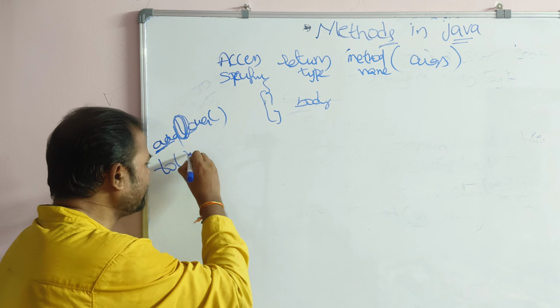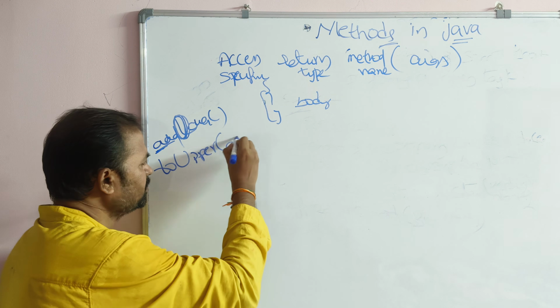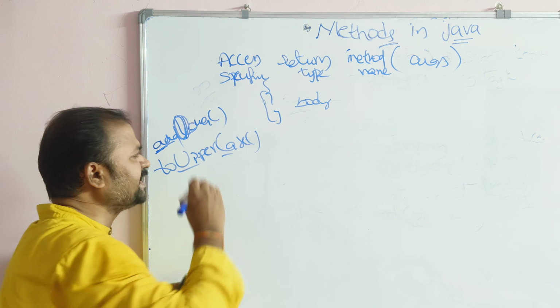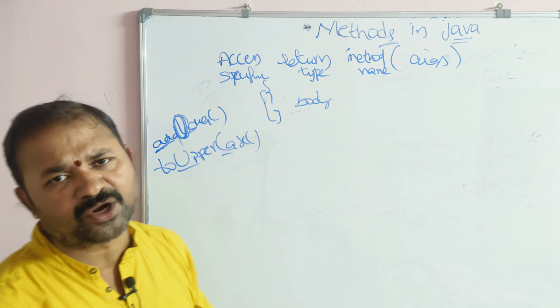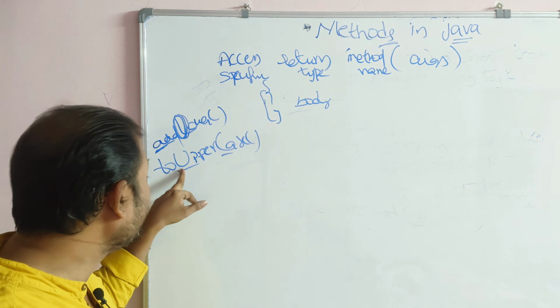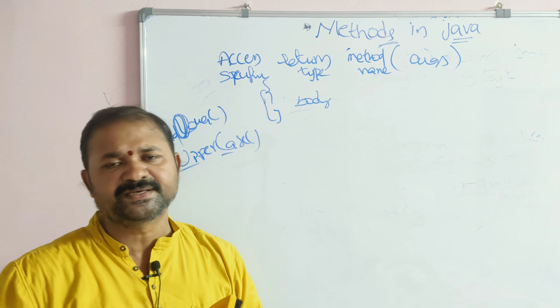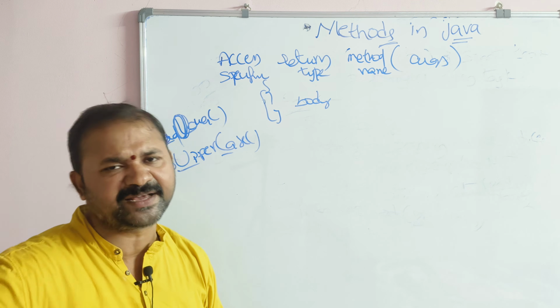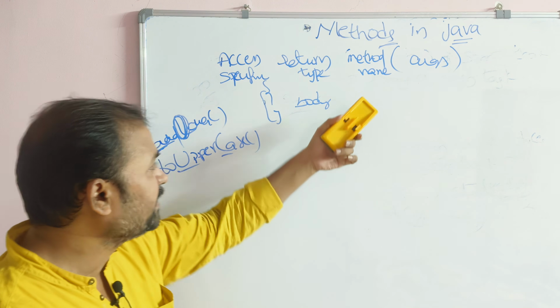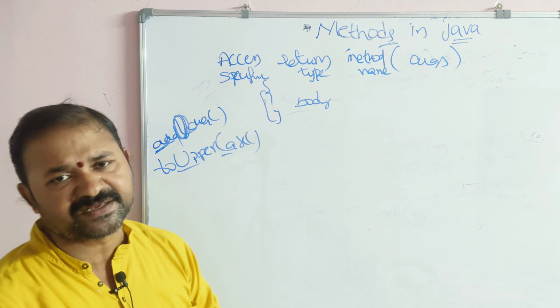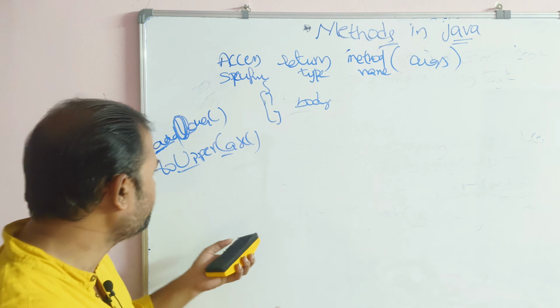If you take twoUppercase, here U and C are uppercase letters, and the remaining are all lowercase letters. The first letter of every inner word begins with an uppercase letter. Next, within the parenthesis specify the data type with corresponding variables, the parameter list or argument list, and within the curly braces the body. Now let's see an example.